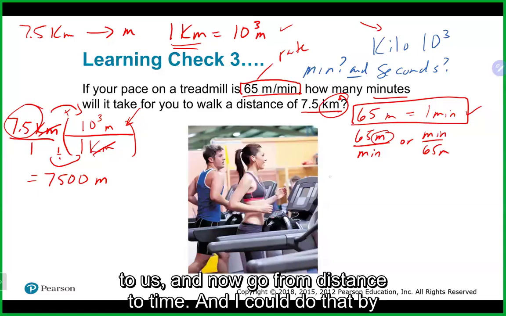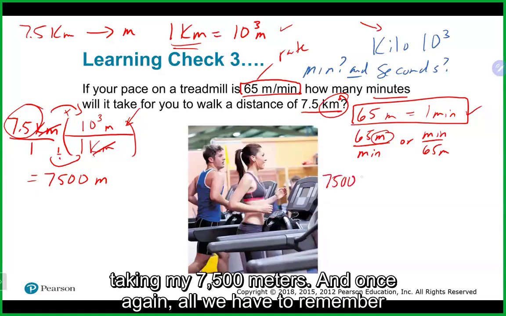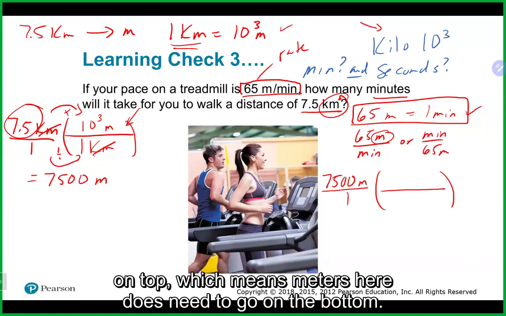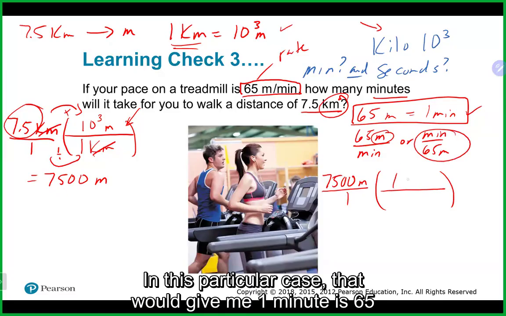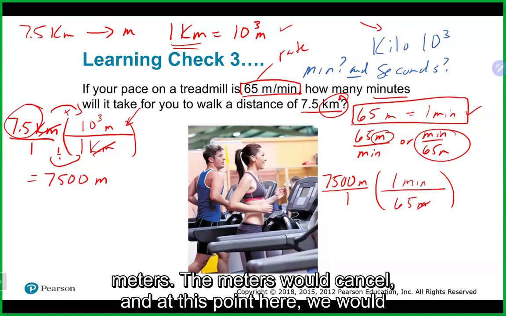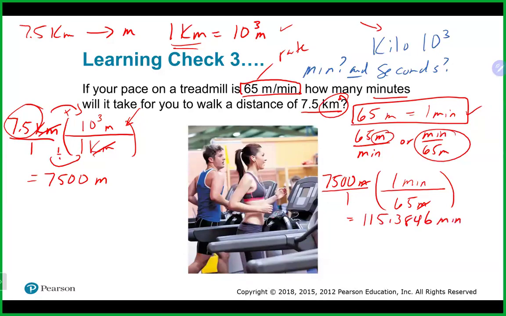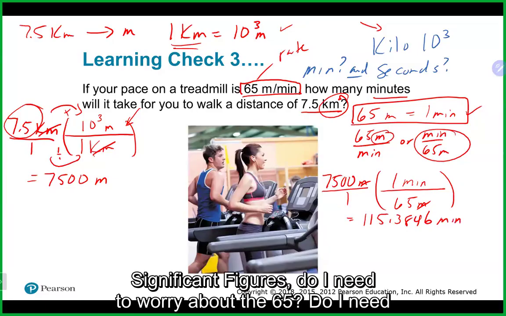And I could do that by taking my 7,500 meters. And once again, all we have to remember is opposites cancel. Meters technically is up on top, which means meters here does need to go on the bottom in this particular case. That would give me 1 minute is 65 meters. The meters would cancel. And at this point, we would have 7,500 divided by 65. Going to get here a 115.3846 minutes.